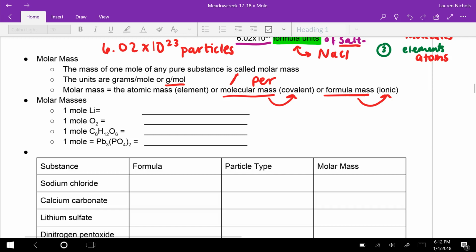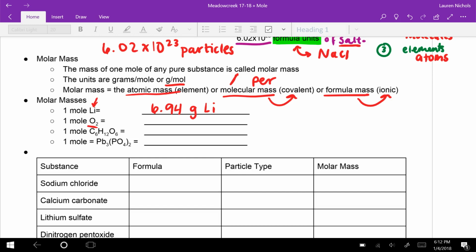Okay, and when we're looking at molar masses, 1 mole of lithium would be equal to its atomic mass because lithium is an element. And so that would be 6.94 grams of lithium. I just pull it straight off the periodic table. Now, oxygen, however, is a little bit of a different story.